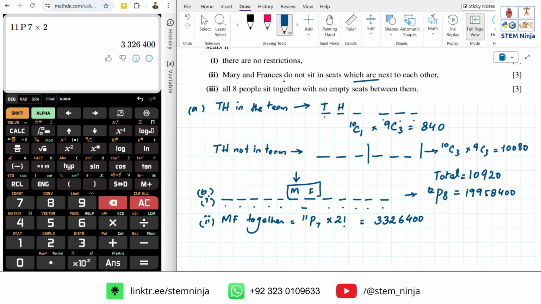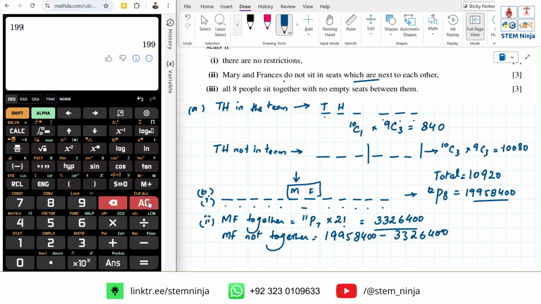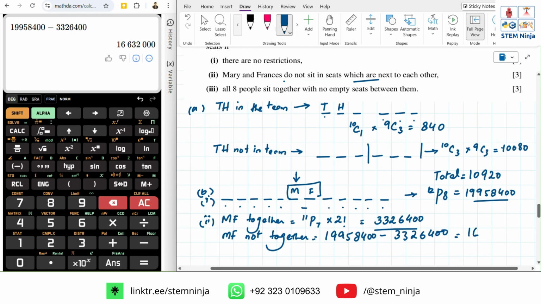So all we need to do now is subtract this one from this one. So Mary and Francis not together would be 19,958,400 minus 3,326,400. Okay, so 19,958,400 minus 3,326,400. This is coming out to be 16,632,000.